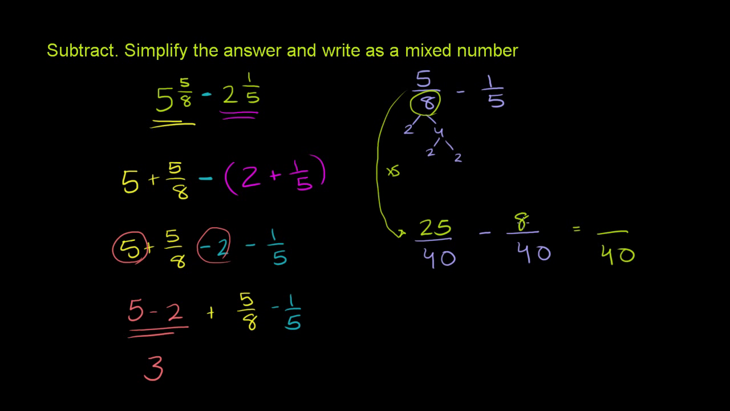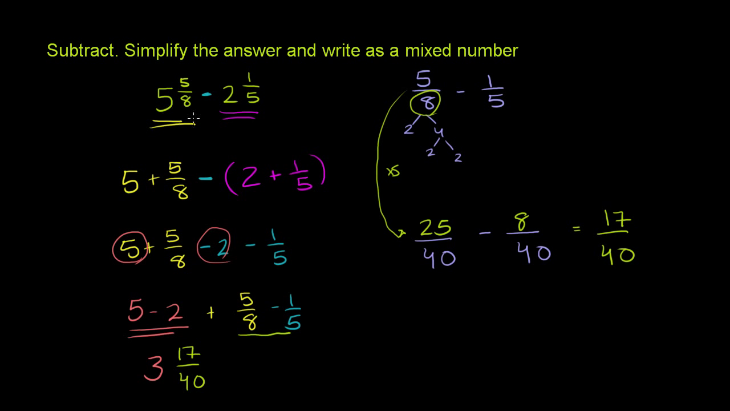25 minus 8 is 17. So 5/8 minus 1/5, which is the same thing as 25/40 minus 8/40, is equal to 17/40. And 17 is a prime number, so it's not going to share any common factors with 40. Or at least 40 isn't divisible by 17 either. So this is as simplified as we can get. So the whole number part is 3 and the fraction part is 17 over 40. And we're done.